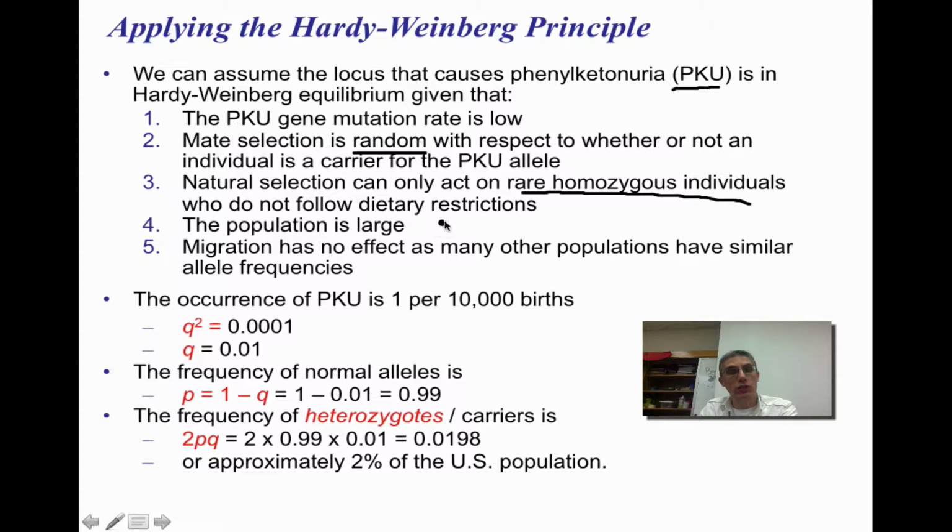Number 4, the population needs to be large. And number 5, migration has no effect, as many other populations have very similar frequencies for this particular condition.